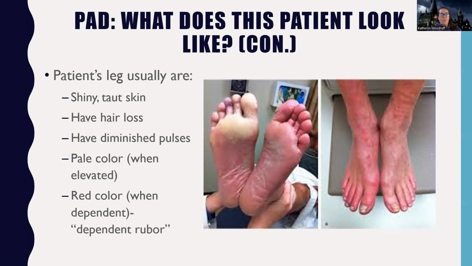Like I mentioned, they'll have diminished pulses, and they're usually going to be a pale color when elevated because of that lack of flow. But once I go dependent, then I might have what's called dependent rubor, where it's red because I'm getting that nice flow because of the positioning that I'm in.